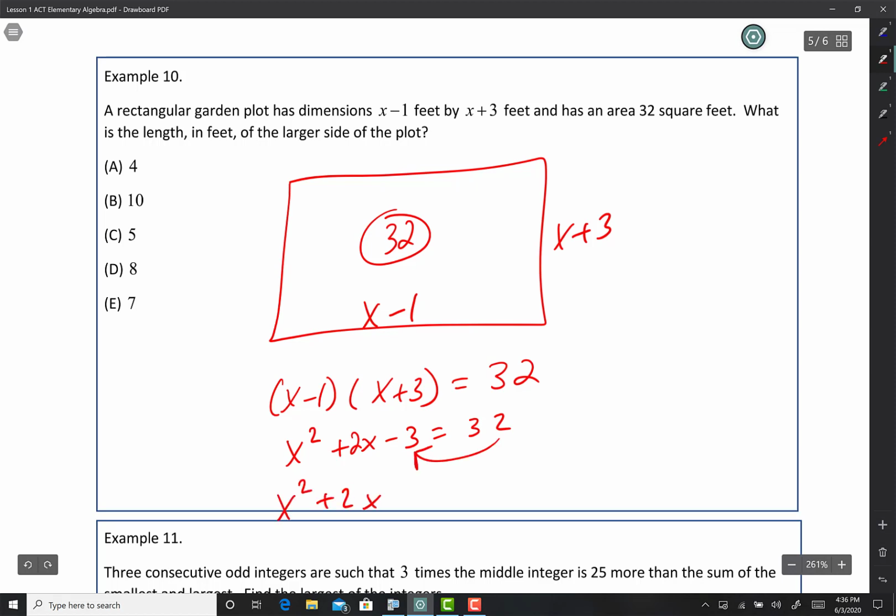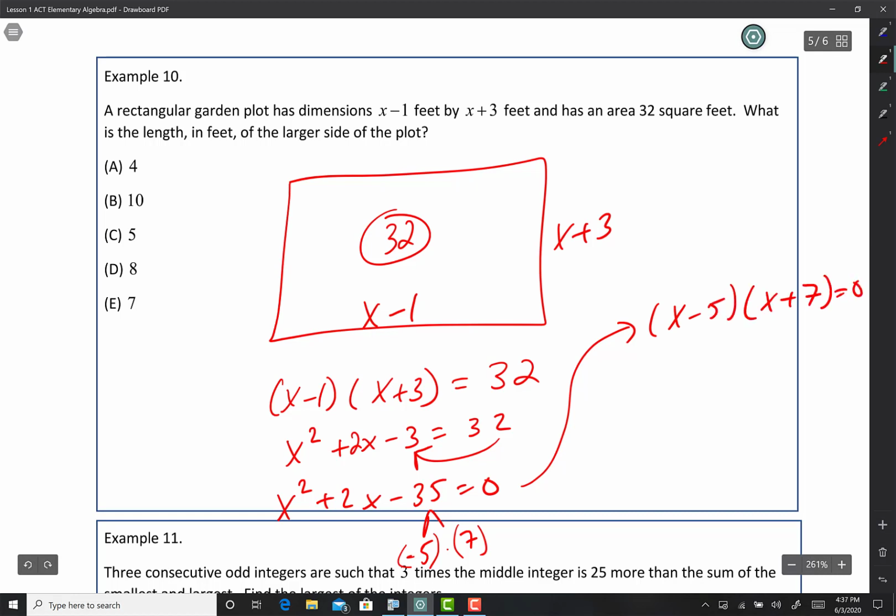X squared plus 2x minus 35 equals 0. And what's that? 5 and 7? 5, 10, 15, 20, 25, 30, 35? Yeah, 5 and 7, guys. 5 and 7 are my roots. So 5 times 7 will give me 35. And if I make the 5 negative, negative 5 times 7 is negative 35, and negative 5 plus 7 will give me a positive 2. So (x minus 5)(x plus 7). So I have x equals 5 and x equals negative 7.